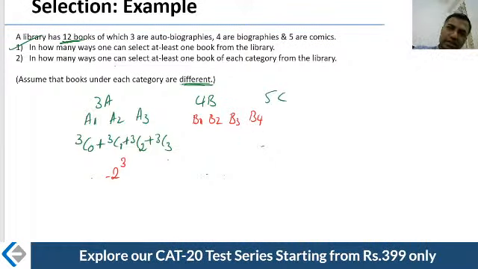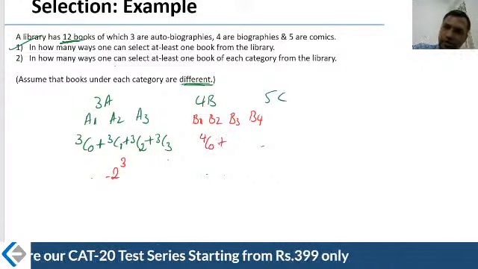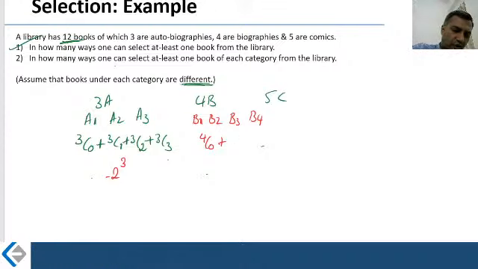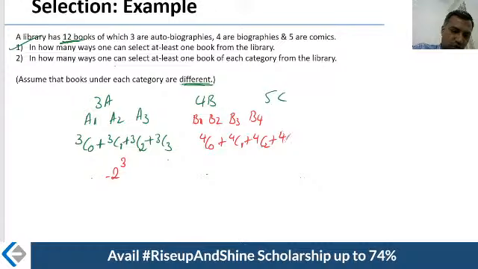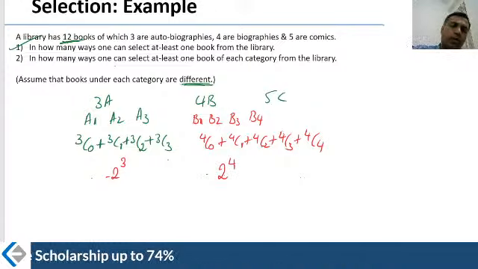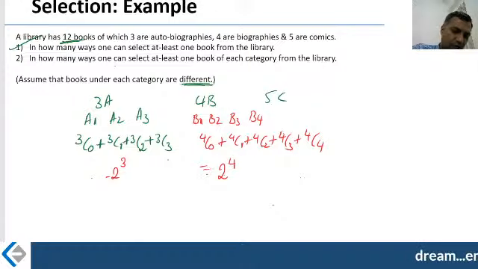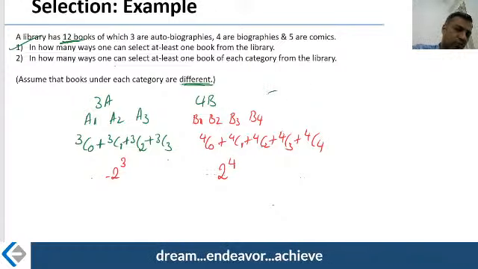So what are the decision parameters that you can have? You may say, no, I don't want to read any biography. Fine, that's 4C0. Or I want to read 1 biography, or I want to read 2 biographies, or 3 biographies, or I want to read all 4 biographies. Choice is yours. You have these choices. So what are the total decision parameters? 2 power 4.